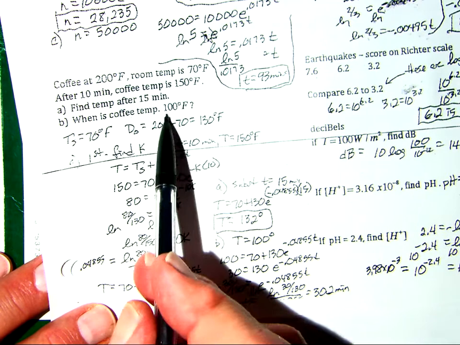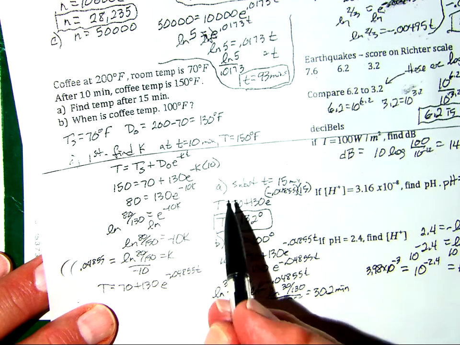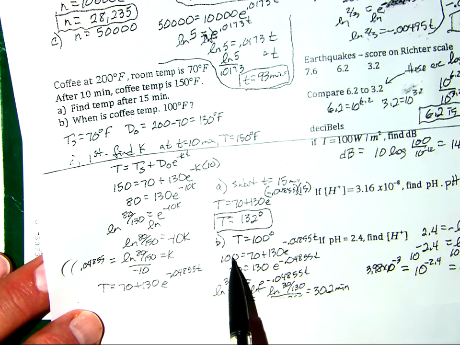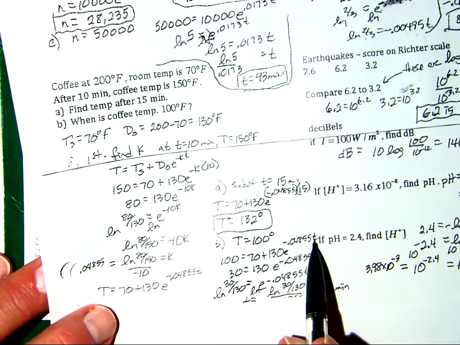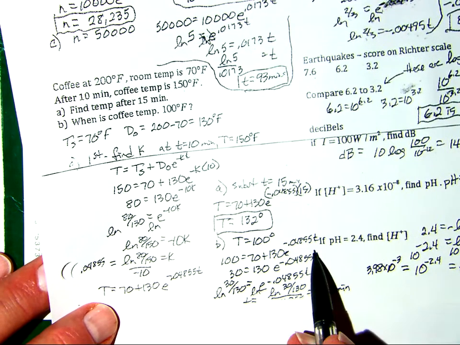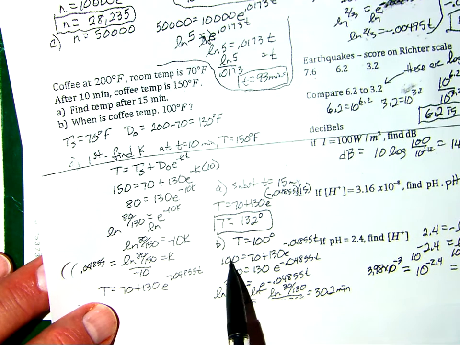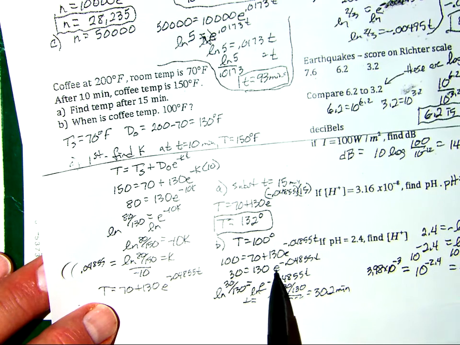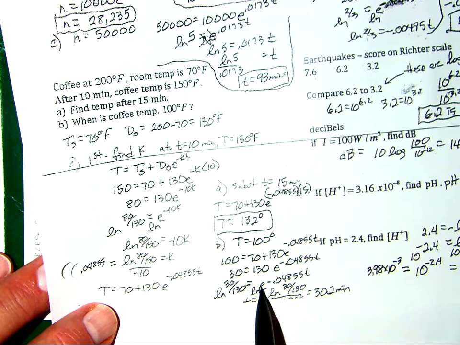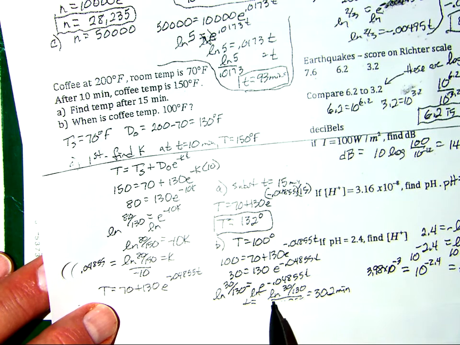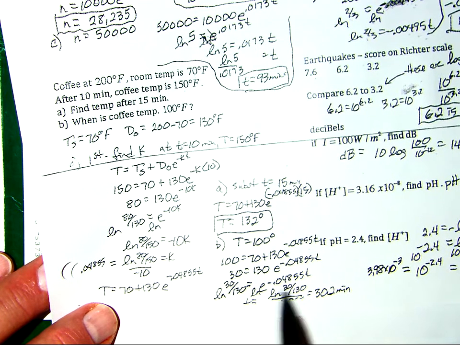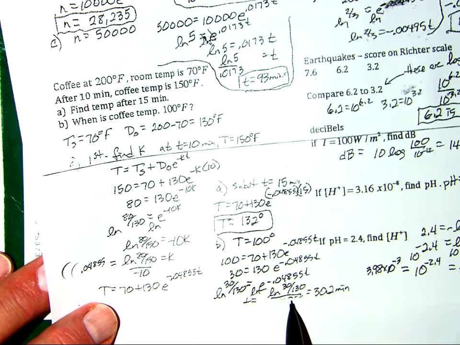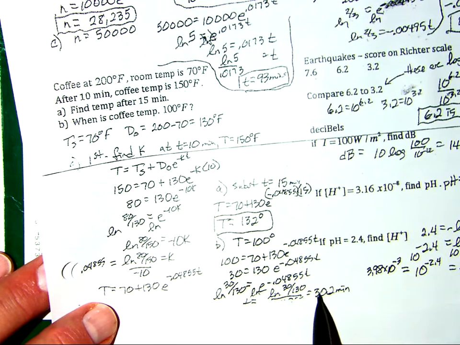Now for part B, when is the coffee temperature 100? Now we put 100 in this equation for our final temperature. So 100 goes here. We leave t in because we're going to find t, because it says when. So here's our equation. So we're going to solve for t. We subtract 70 and get 30. We divide by 130, get that. Then to get rid of the e, we take the natural log of both sides. That gets rid of this. So now we're left with this. So we're going to take this log and divide it by that k value that got cut off when I copied here. You divide that out, and you get 30.2 minutes.